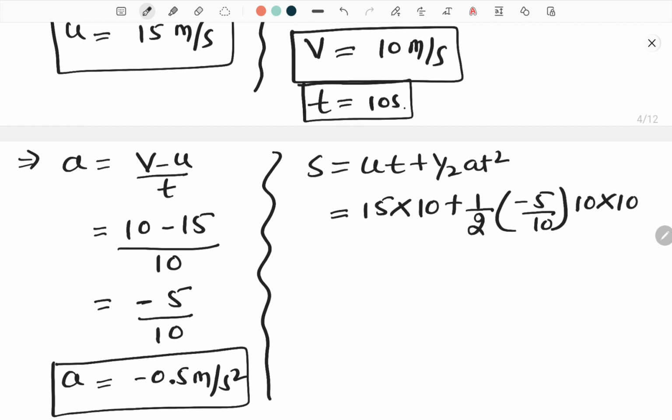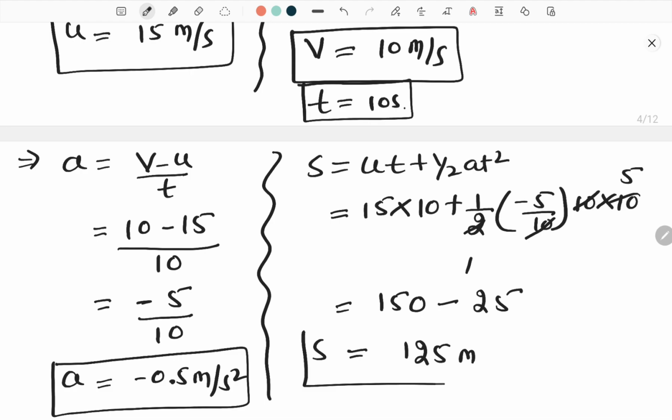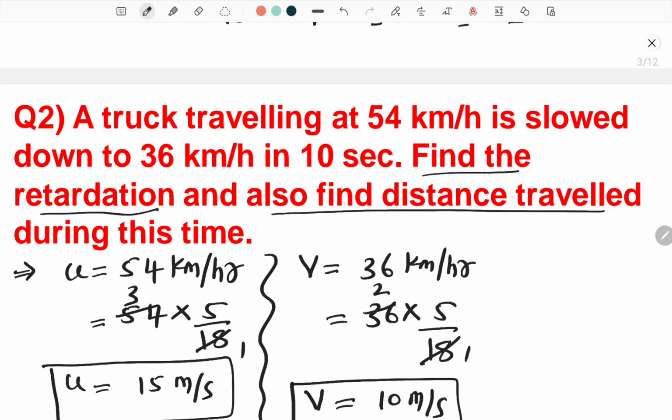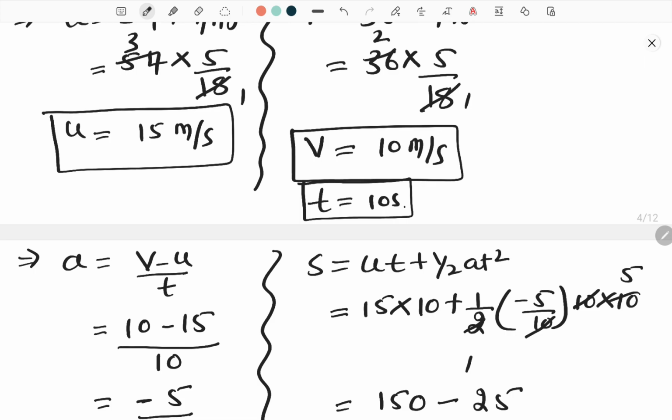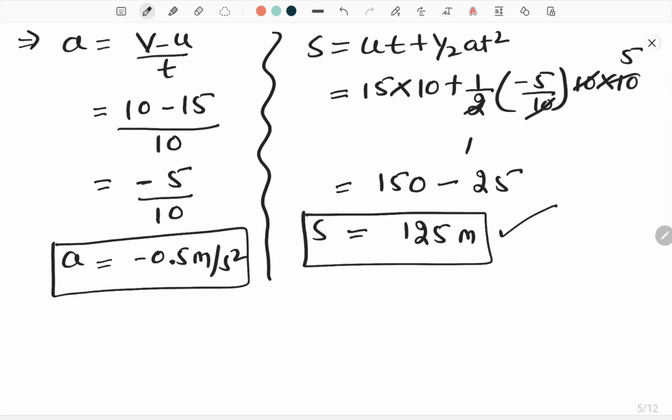All right, why I am taking this as minus? Because acceleration is minus only, no, I mean it is there in retardation, that's why minus 5 by 10 I have taken here. All right, so 10 and 10 is cancelled, 2 ones are, 2 fives are, then it becomes 15 into 10 150 minus, I mean plus into minus is minus, no, then minus 25. So ultimately it becomes 125 meter. The distance traveled by the truck when the brakes are applied, so it is 125 meter. Because it is retarding, no, it is slowing down. Slow down means a brake should be applied. All right, I hope it is understood.